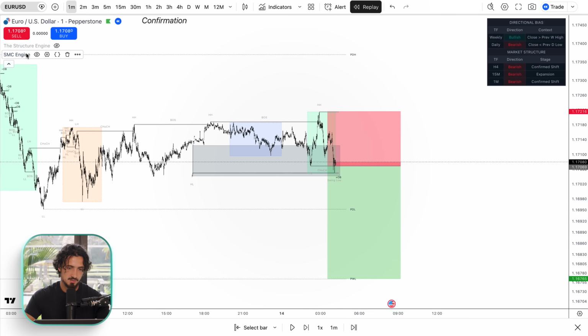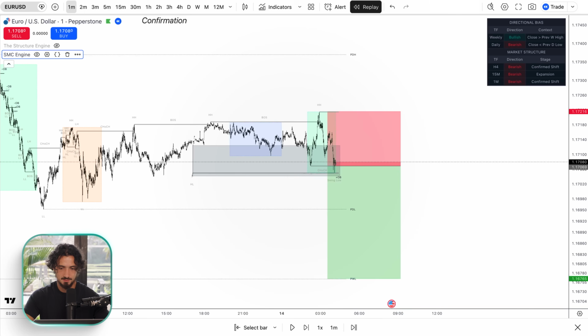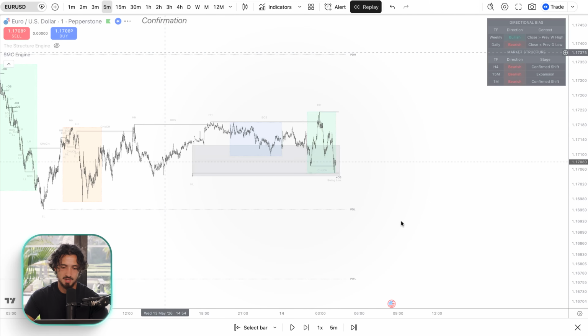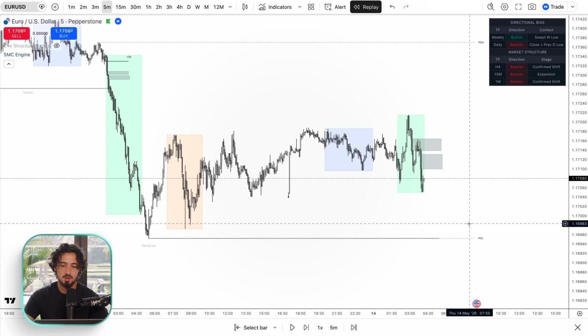So what we're going to do is come in here and enable order blocks and fair value gaps. And then what I always do is I go to the 5 minute time frame, and on my 5 minute time frame, I look for my area of interest, my point of interest. And that is always an order block or a fair value gap.